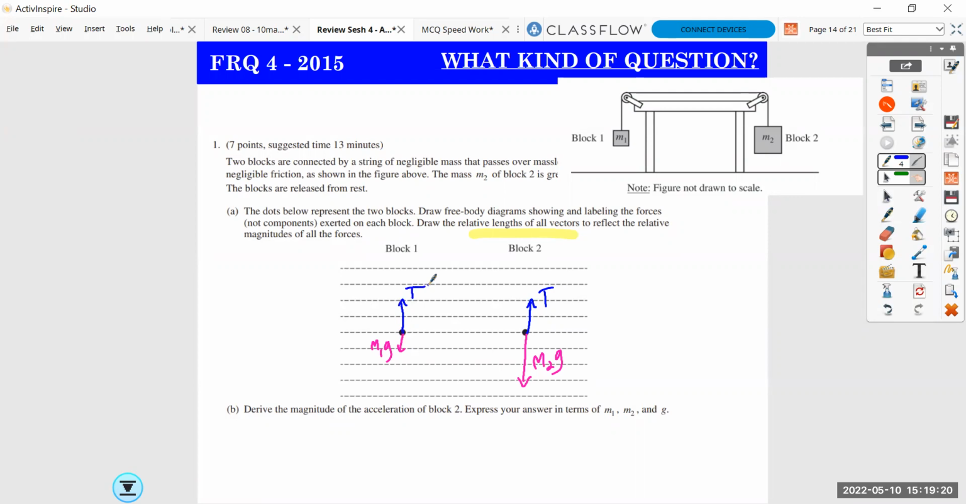Notice what that ends me up with is this one has a net force upwards. This one has a net force downwards. That's nice. That's awesome.